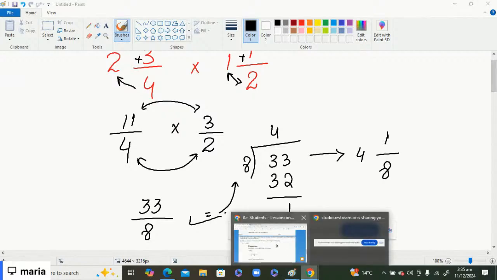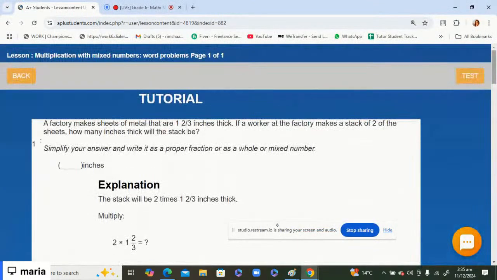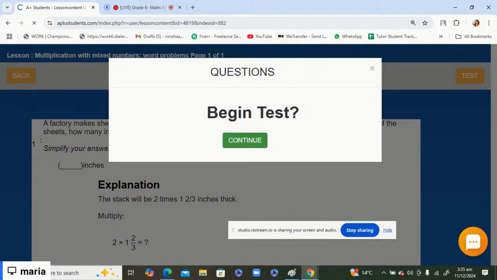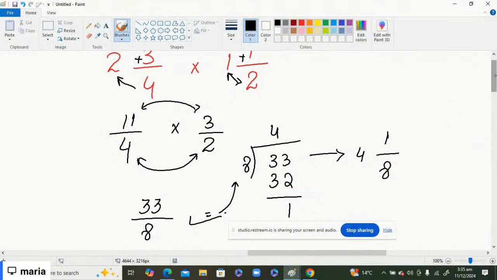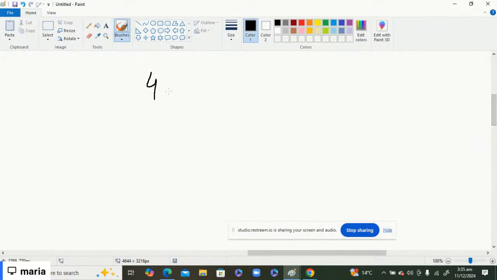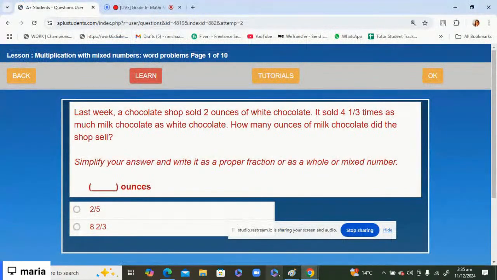Okay, hope you guys understand this lesson as well. Let's do one test question for that. Last week, a chocolate shop sold 2 ounces of white chocolate. It sold 4 and 1/3 times as much milk chocolate as white chocolate. So how many ounces of milk chocolate did the shop sell? Simply multiply 2 with 4 and 1/3.